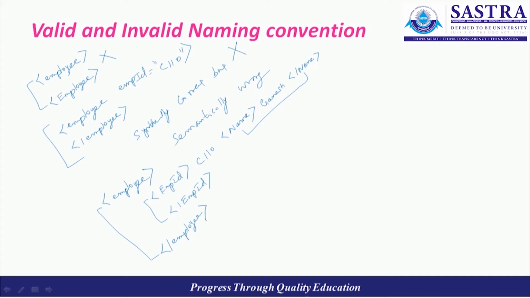You can see all these XML elements are closed and properly nested, and there is no attribute, so there are no attribute values that are not double quoted. That is all about this example.